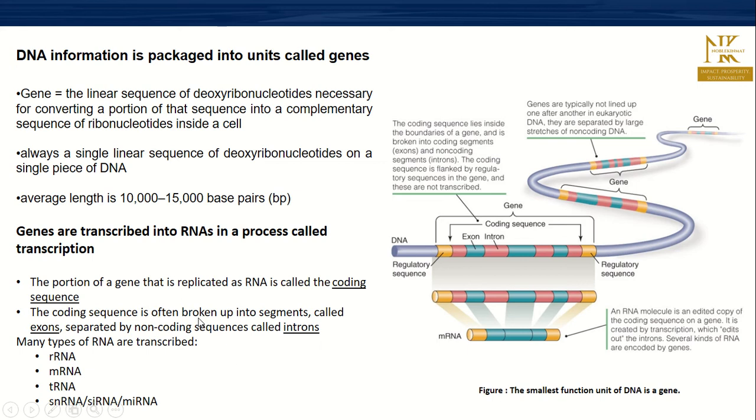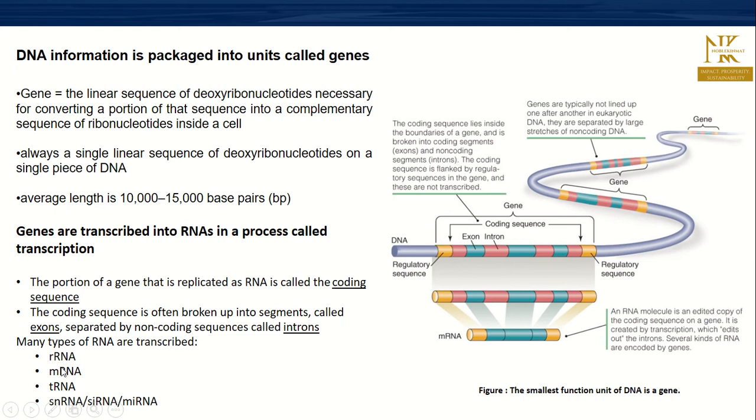Now, the coding sequence is often broken into segments called exons, which are separated by non-coding sequences called introns. So that gives us an overview of what we are talking about. We explained earlier also the different types of RNA that we have.